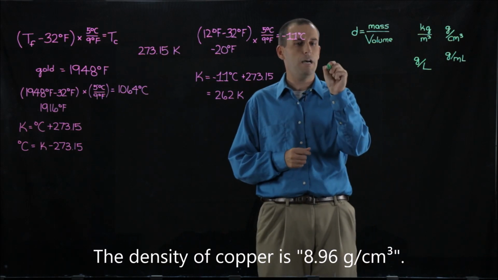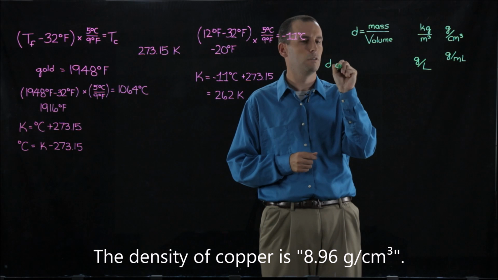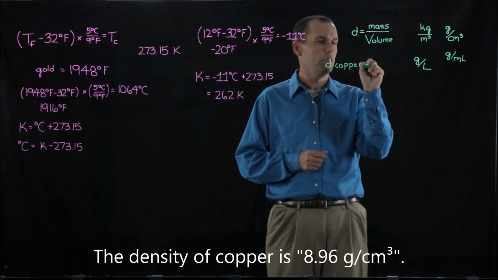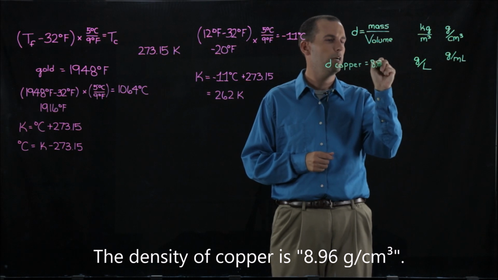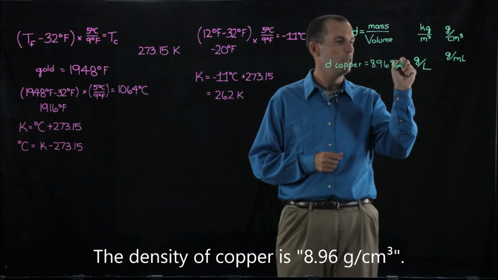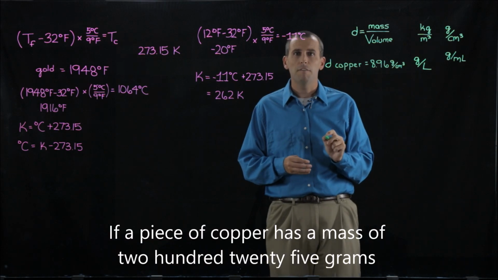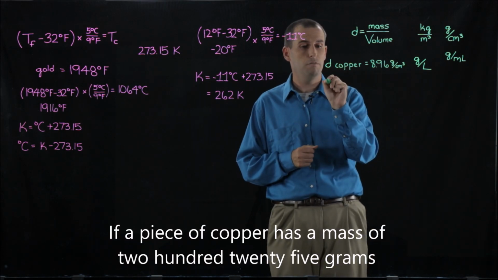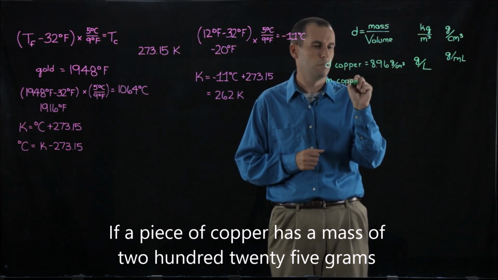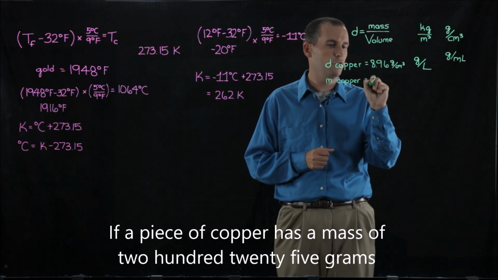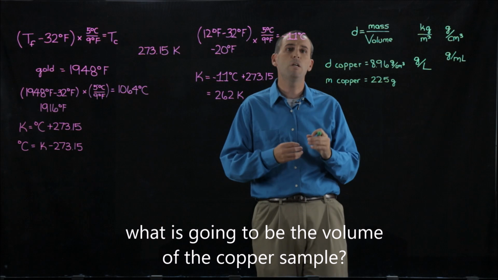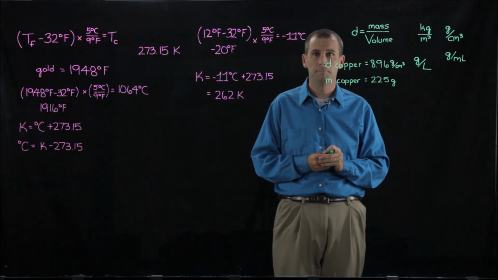The density of copper is equal to 8.96 grams per cubic centimeter. If a piece of copper has a mass of 225 grams, what is going to be our volume of the copper sample?